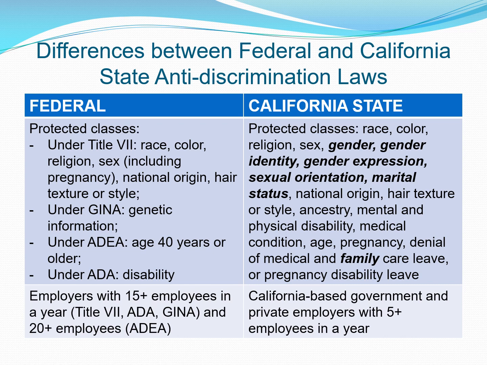Now, on the California state side, we have a longer list of protected classes than the federal. We have race, color, religion, sex, gender, gender identity, gender expression, sexual orientation, marital status, national origin, hair texture, style, ancestry, mental and physical disability, medical condition, age, pregnancy, denial of medical and family care leave, or pregnancy disability. Now, any California-based government and private employers with 5 or more employees in 1 year must comply with these anti-discrimination laws based on any of those protected classes.